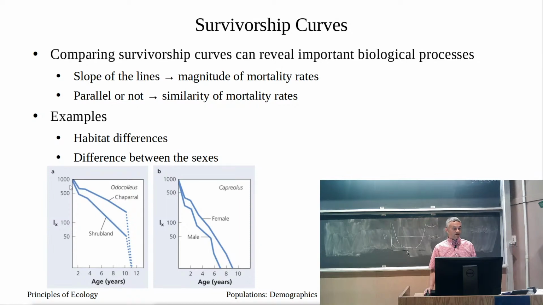So right on Otocoilus, you get divergence almost immediately, suggesting that there is a difference in mortality rates between these two habitats. Here, we don't really get our divergence until a little bit later in life. So our mortality rates early on seem to be about the same, and then we get the divergence between male and female. Now these parts are parallel, which means in that early age category, we're experiencing similar mortality rates. But then you get a steeper slope for males than for females. And that sharper slope suggests that we have higher mortality rates for males.